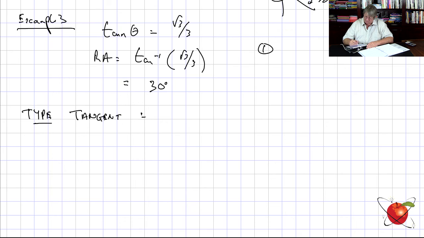Okay. Therefore theta is going to be equal to RA plus 180 degrees K. Therefore, I say that theta is going to be RA, which is 30 degrees, plus 180 degrees K. Remember, K can be 0, minus 1, and so on. So that's going to give me that answer like that.